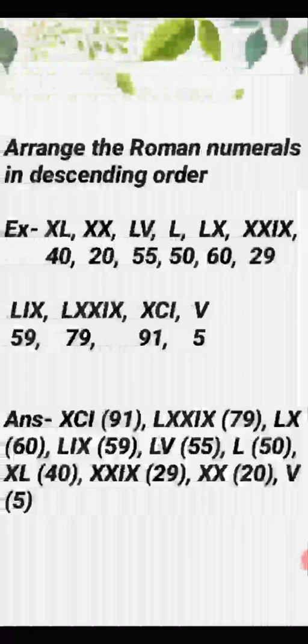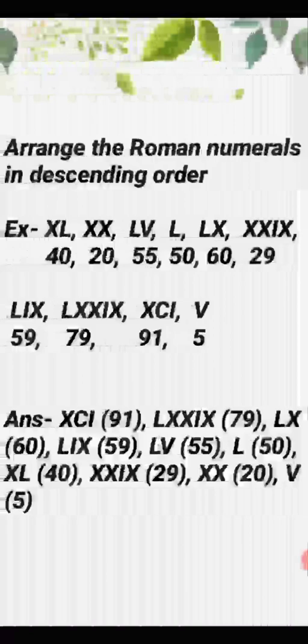Arrange the following numerals in descending order. Numerals will be given and you have to arrange them in descending order. The easiest way to find this is that you have to find out the number of the numeral. Like see, it is written here. So when we arrange the numbers starting from the largest number to the smallest number, we say that we have to arrange the numbers in descending order.